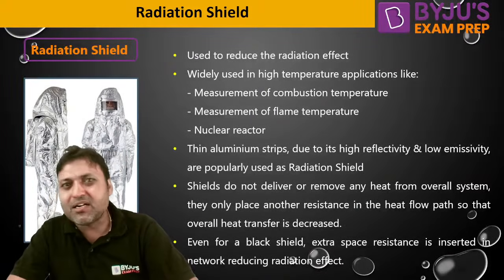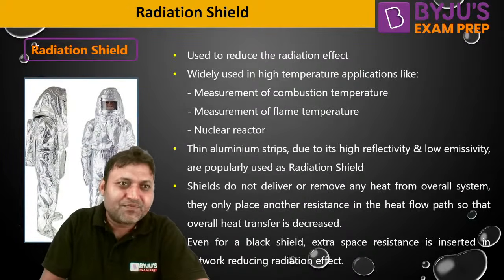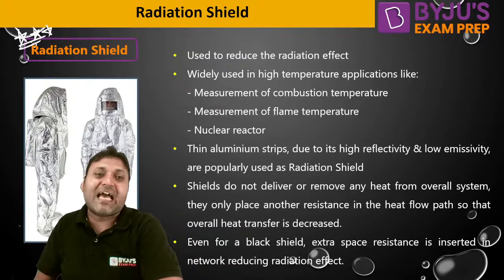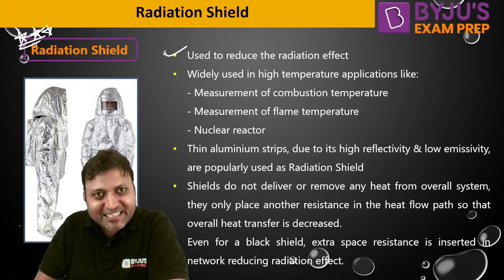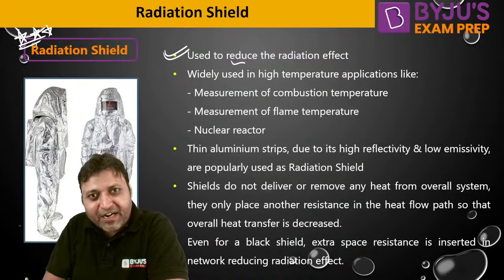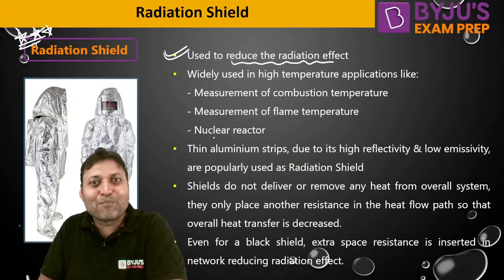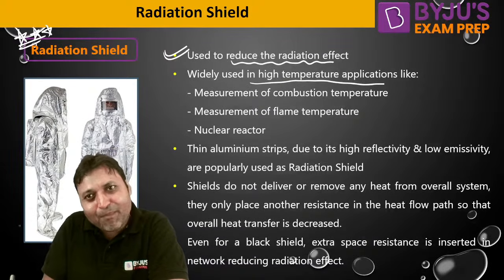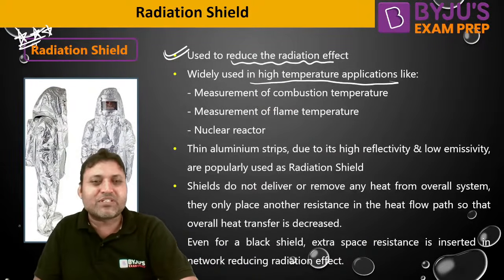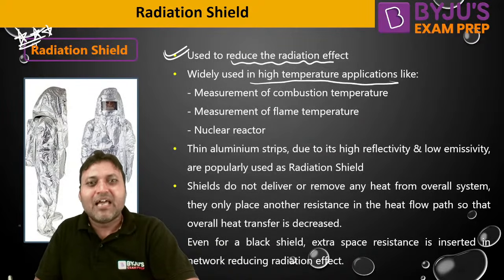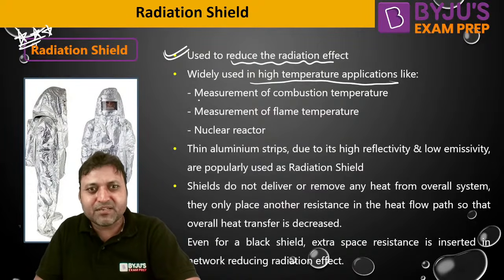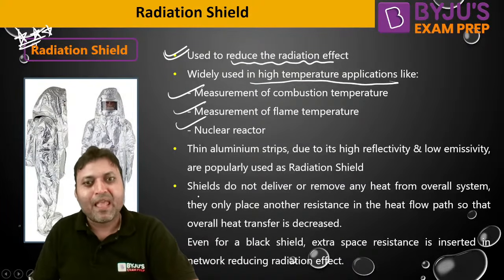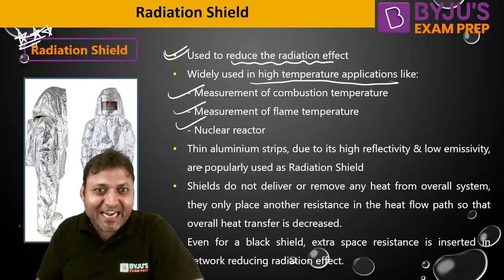Now the last topic for the day, that is the radiation shield. Why do we use the radiation shield? To reduce the effect of radiation. The shields are used to reduce the effect of radiation, and they are mainly used where the effect of radiation is very large, in high temperature applications like measurement of combustion temperature and measurement of flame temperature in nuclear reactors.